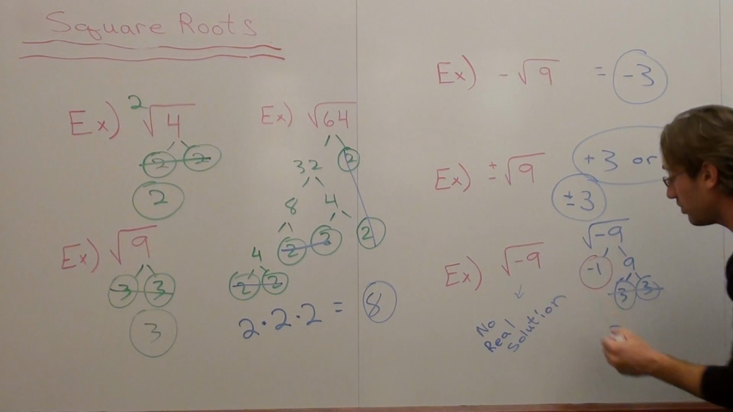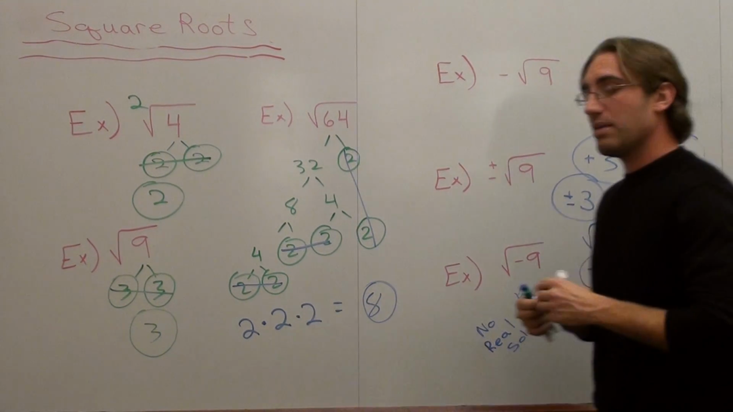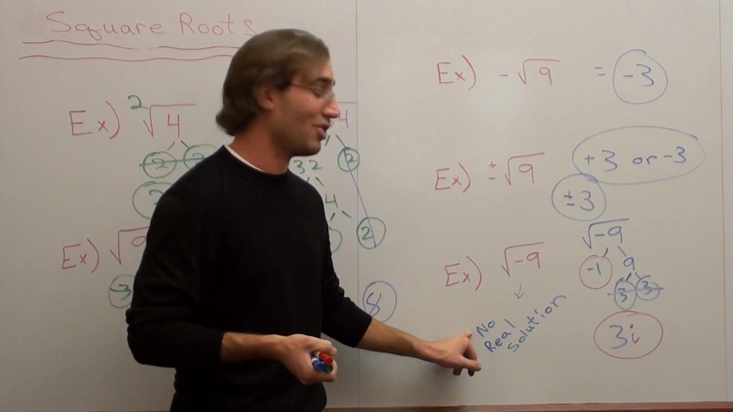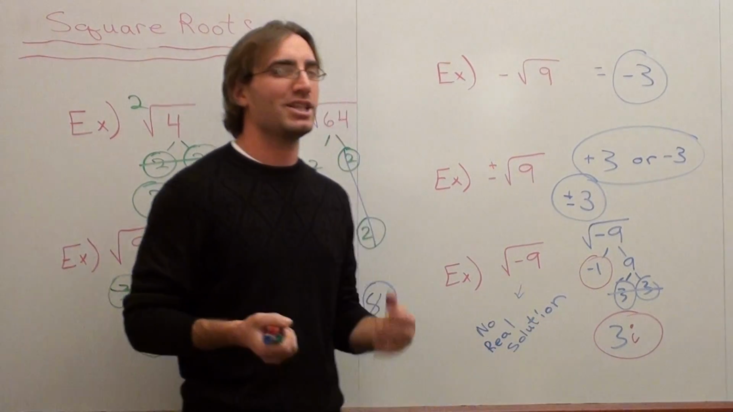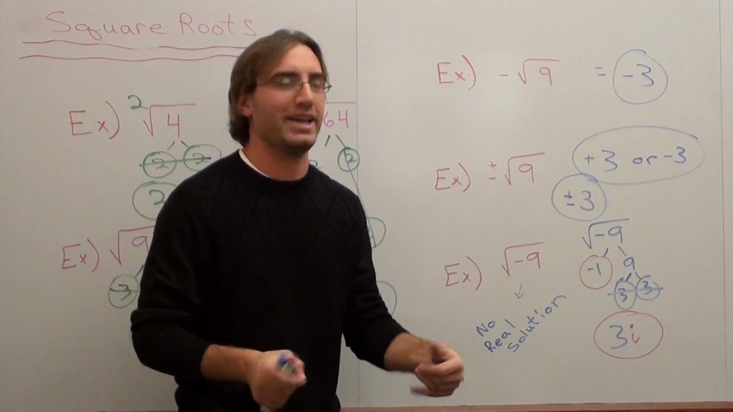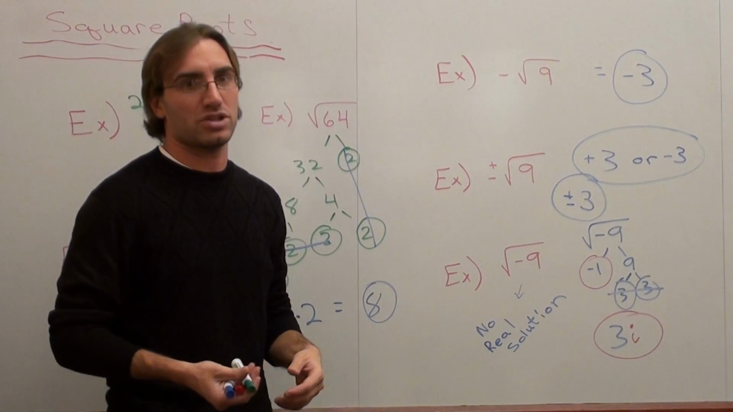So you pull out the negative 1, and that automatically becomes an i, and your answer is 3i. But like I said, if you're just starting square roots, your teacher probably wants you to put no real solution. I suppose it would impress them though if you put 3i here. It's pretty cool. Like the square root of negative 16 would just be 4i. Square root of negative 64 would be 8i, and so on and so forth.